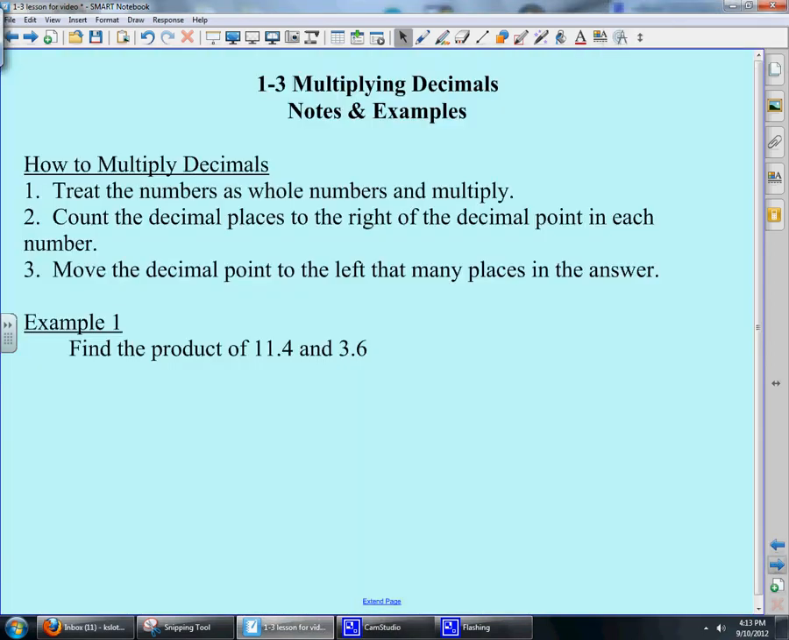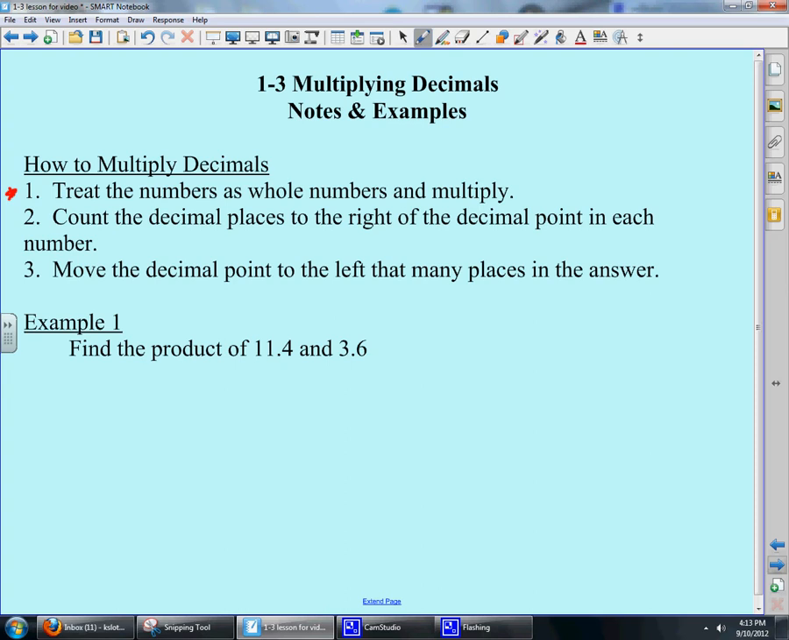Please copy these steps into your notebook, and you may need to stop the video in order to copy all this down. These are the steps on how to multiply decimals. Number one, you need to treat the numbers as whole numbers and multiply. So all you need to do is just ignore the decimal points when you're multiplying.